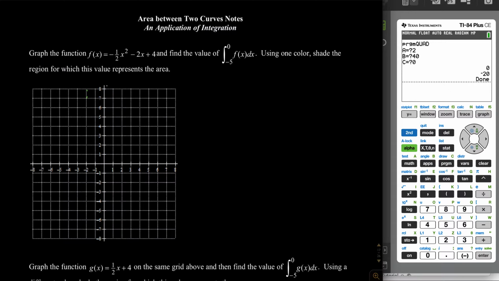This concept we're going to do today is called area between two curves. Now, we're not going to integrate down to the x-axis, just between two curves. And we're talking about the area between the two curves.